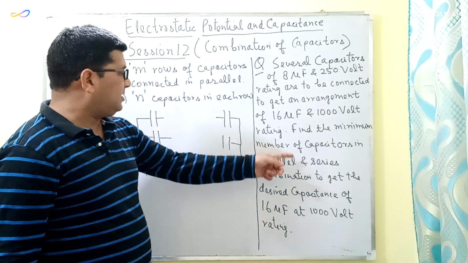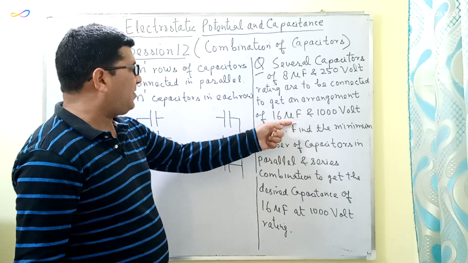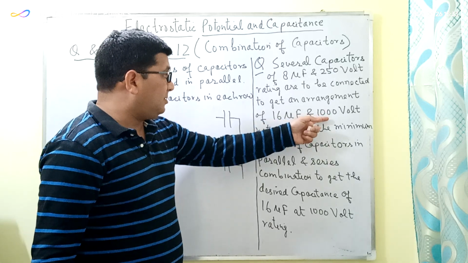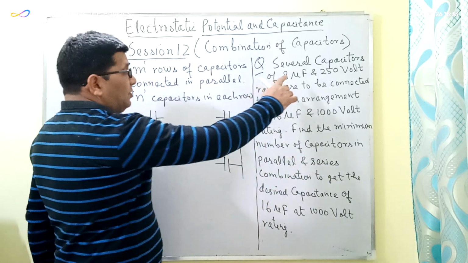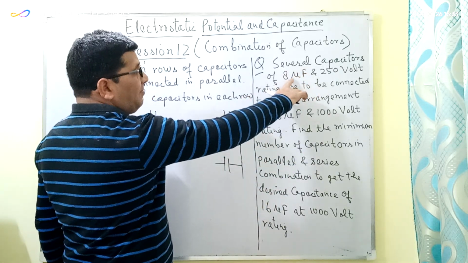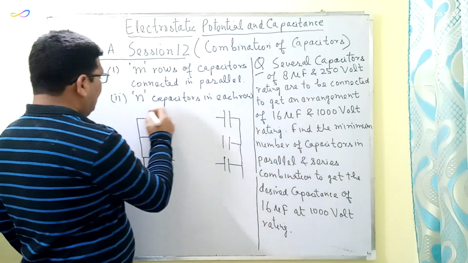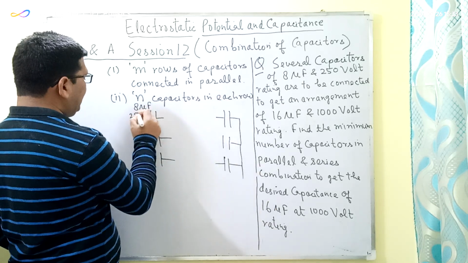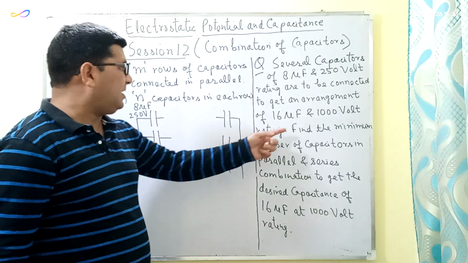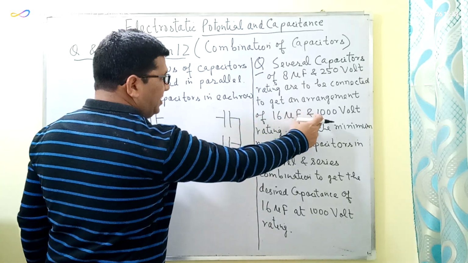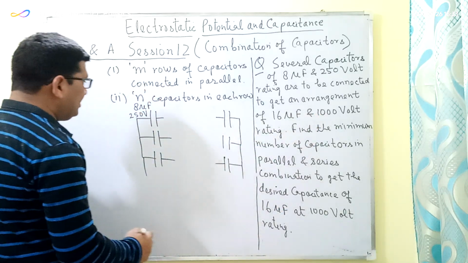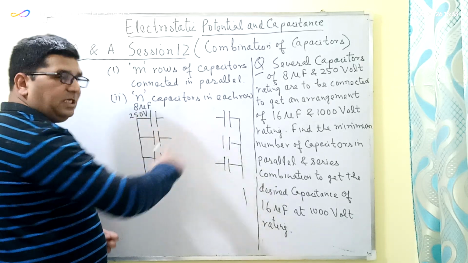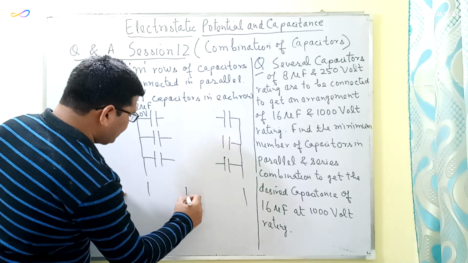So here in the question we have to find an arrangement of capacitors so that the equivalent capacitance is 16 microfarad and the voltage rating is 1000 volts. Here we have the capacitors. Each capacitor has a capacity of 8 microfarad and a voltage rating of 250 volt. Now if I want to get an arrangement which should have this voltage rating of 1000 volt, it means that the voltage across each row has to be 1000.